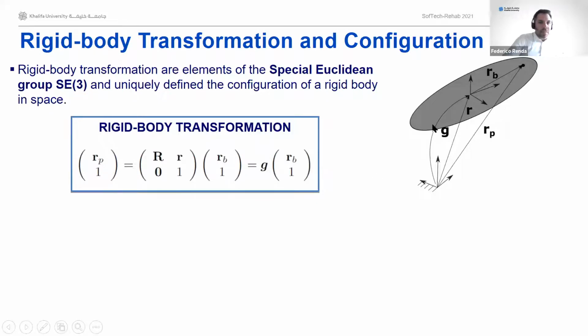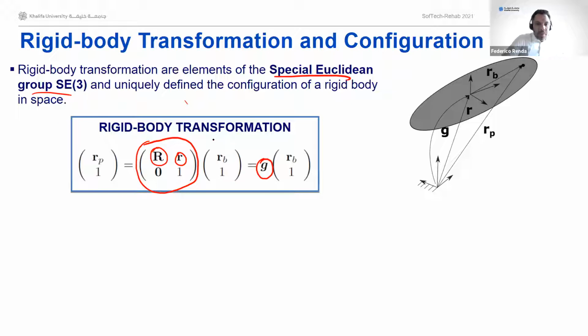Okay, so what is the rigid body transformation? I hope many of us know. The configuration of a rigid body in space is an element of what is called the special Euclidean group, SE(3), which can be represented by a homogeneous matrix of this form, where R is a rotation matrix and small r is a position vector. Now, there are at least two ways to define this rigid body transformation G.